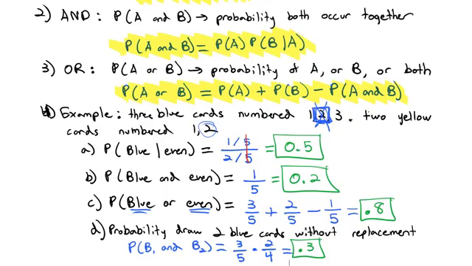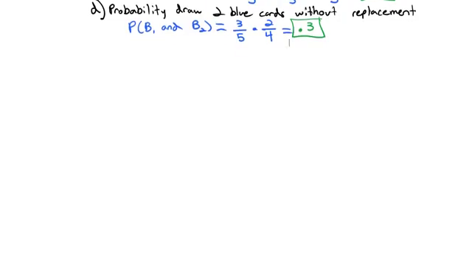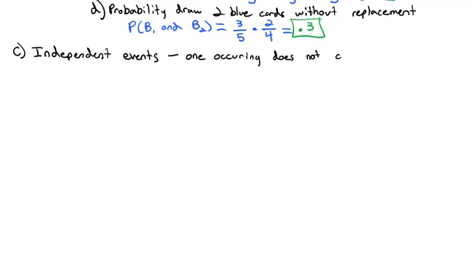Those are our basic probability formulas, but there are 2 vocabulary concepts that are related to those that I want to make sure we are familiar with. The first one of those 2 is what are called independent events. When 2 events are independent, what that means is one occurring does not change the probability of the other occurring.